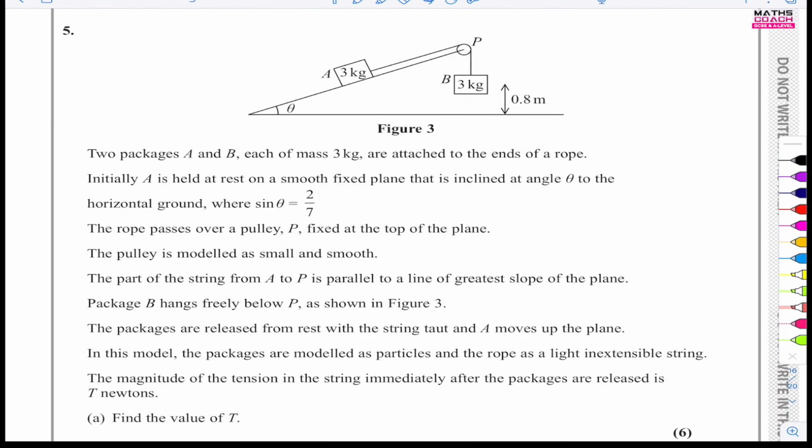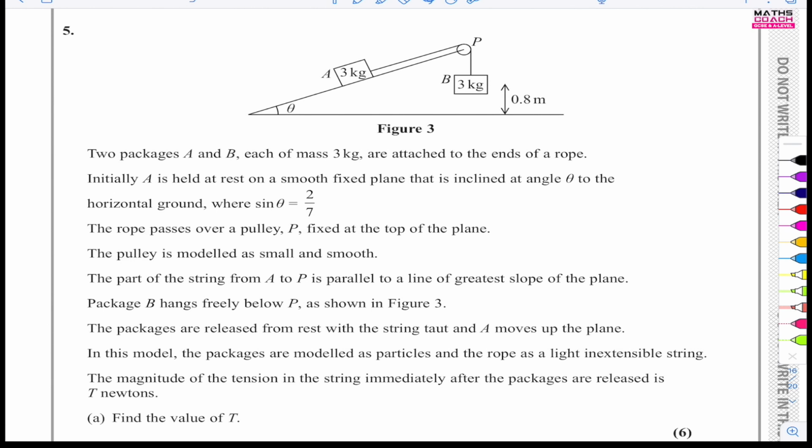So question 5, we've got two packages, A and B, connected to each other on a pulley system. The mass of each one is 3 kilograms. A is initially held at rest on a smooth fixed plane, so we can ignore friction, inclined at theta degrees, where sine theta is 2 out of 7. The rope passes over pulley P fixed at the top of the plane. The pulley is modeled as small and smooth.